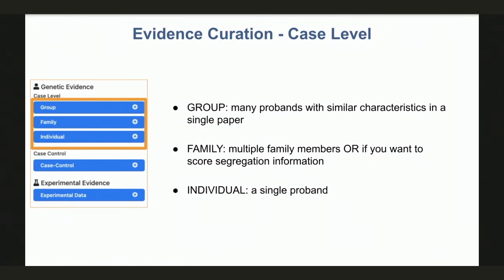Just to be clear on the distinction between those different genetic case levels, you should use group when there are many probands with similar characteristics found within a single paper. You should use family when you want to document specifics about multiple family members, or if you want to score segregation information. And finally, you should use individual when you want to report a single proband on a paper.